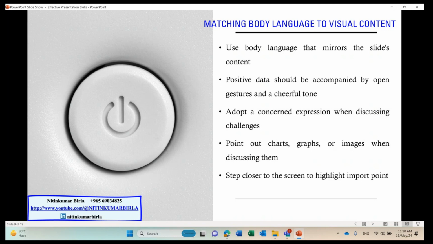And step closer to the screen to highlight important points. When you want to say, so this is our consecutive third success, go closer to that. And in your PowerPoint presentation also, let that impact come up, so that the number grows when you click a button, and you go next to it and show that. So you are giving a positive impact to the audience that yes, the company is doing great.